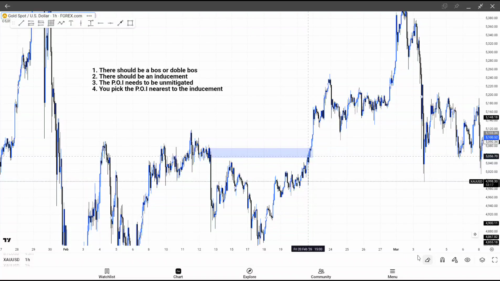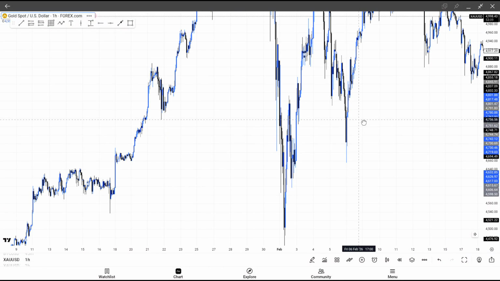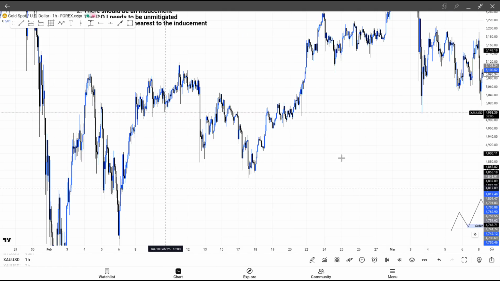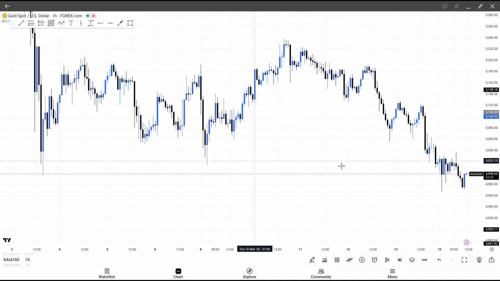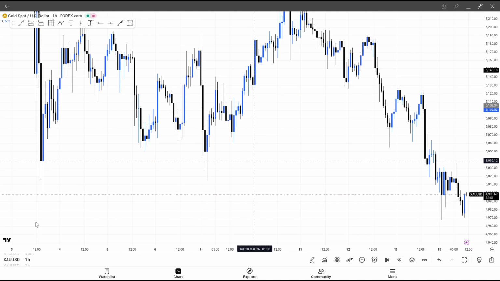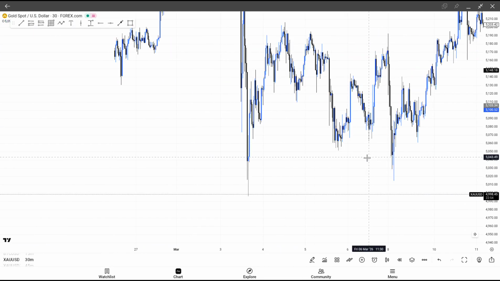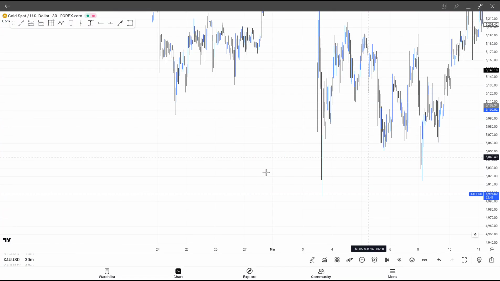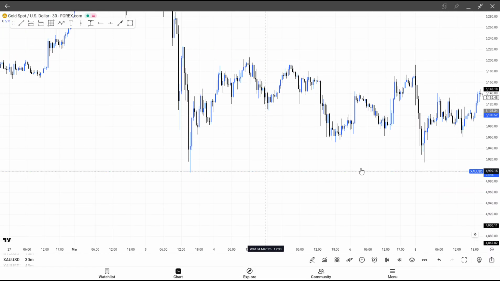Okay, another example. For example, let us come around this place. Let's go to 30 minutes. I'm going to different time frames for you guys to understand and to see that there is no specific time frame for you to trade. All time frames work.